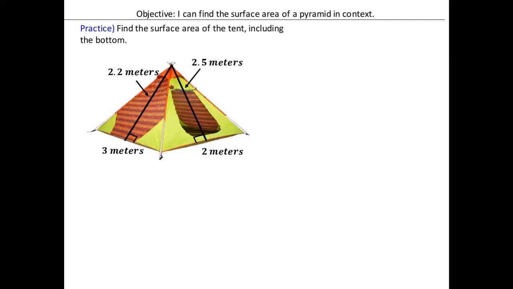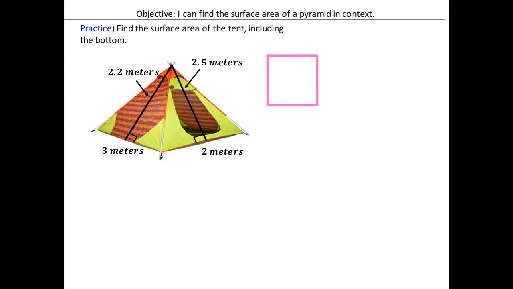All right, and then if we look at the other practice problem, here you have a whole bunch of different measurements, so make sure you have all the measurements on your paper. I know you have boxes for fill-in. We have the 2 meters, 3 meters, 2.2 meters, and 2.5 meters. So if we look at the base of this one, what base is it? A square or a rectangle? Anybody? Square or rectangle base?